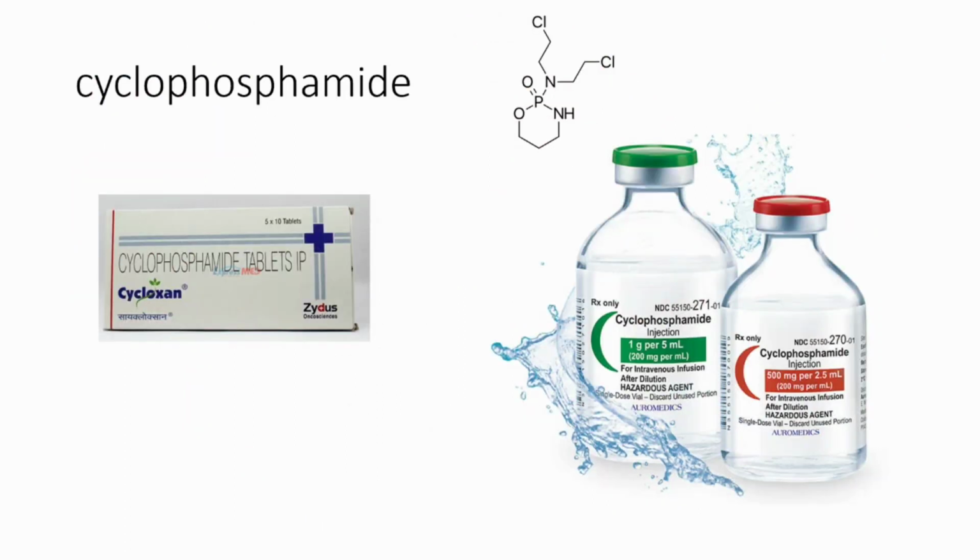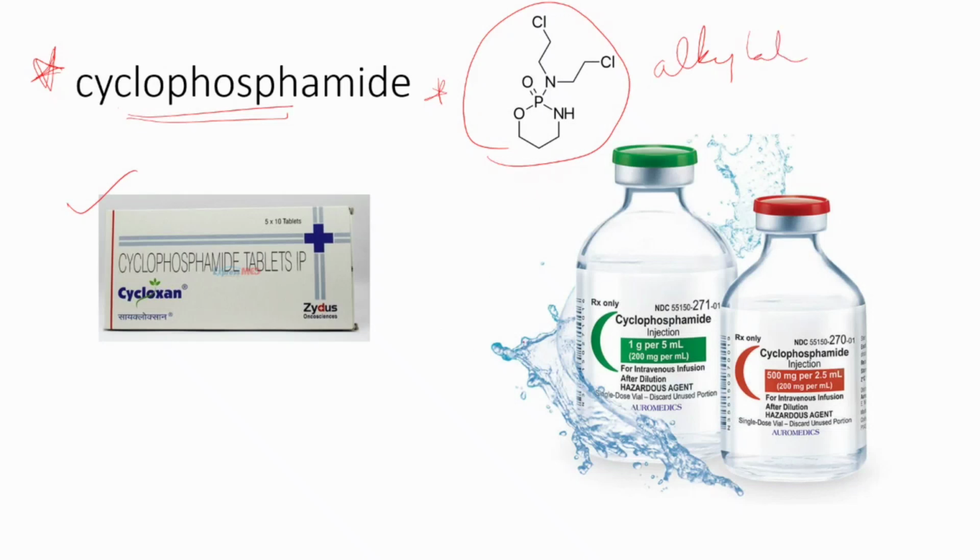Now, let us discuss the specific drug cyclophosphamide in detail, because cyclophosphamide is a very important drug. Cyclophosphamide is available in tablet form. This is the basic structure of cyclophosphamide. It is an alkylating agent, and it is also available in IV form. These are the different dosage forms. It is available as 1 gram in a 5 ml vial and 500 mg in a 2.5 ml vial. So this is the dose in IV.